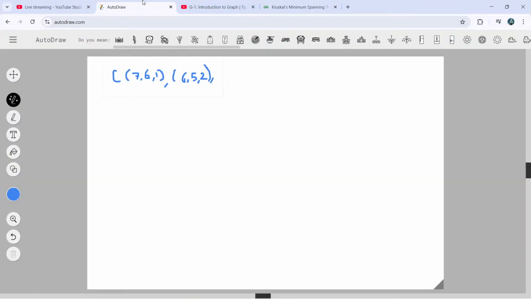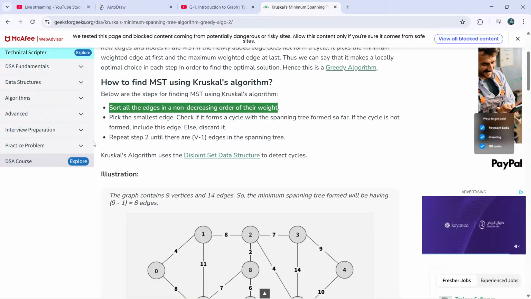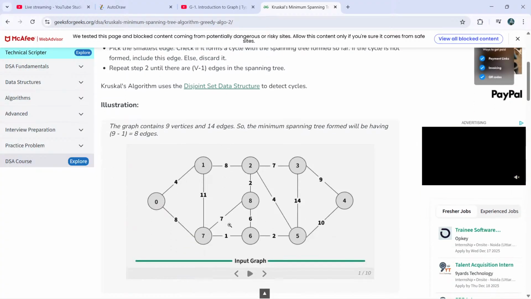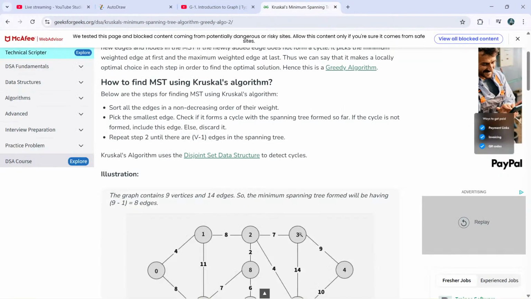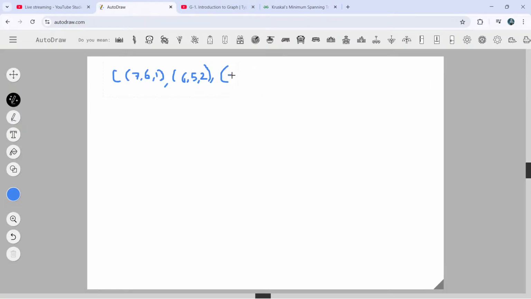Okay, so we have created the list. The first step is we have to sort them. We have done 1 6, 2 5 and 0 1 4. There's no edge with weight 3. So there is another edge 8 2 with weight 2. 2 8 with the weight 2.